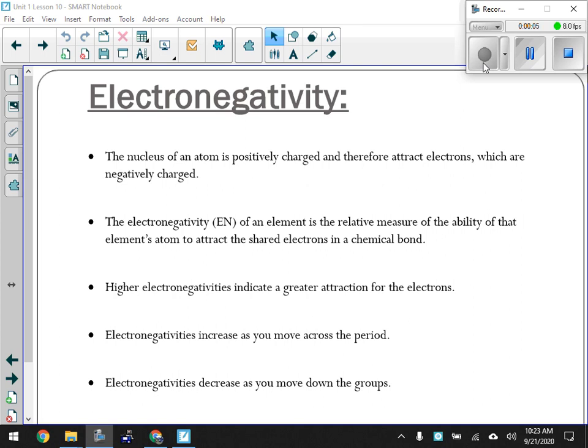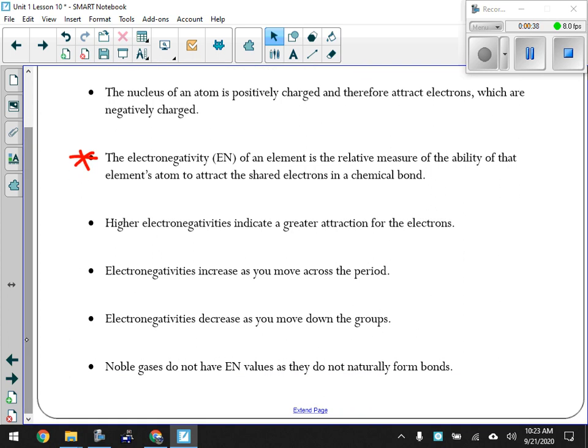So, yeah, I think we talked a little bit about some things here, but the nucleus of an atom is positively charged and therefore attracts electrons, which are negatively charged. If you wanted to simplify this definition, I'd say it's the ability of an atom to attract electrons, its own as well as other ones. So how well does it attract electrons or want to gain electrons, or how well does it pull electrons towards itself? Okay. We talked a little bit about which atom actually has the best electronegativity.